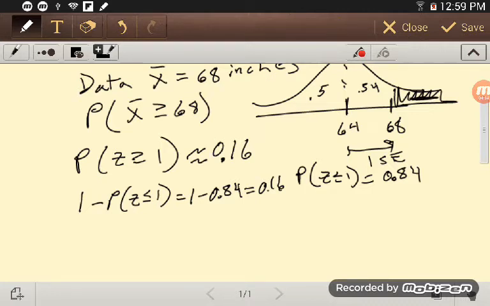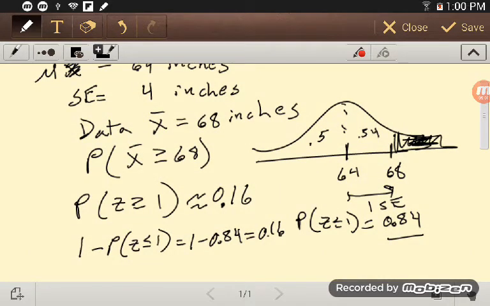Okay, so I can use my table, look up the area to the left. I should get about 0.84, and so I take 1 minus that, I get my 0.16.